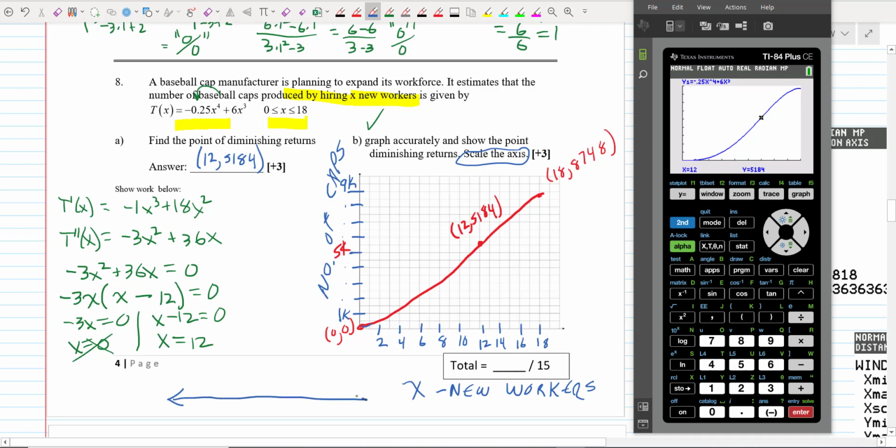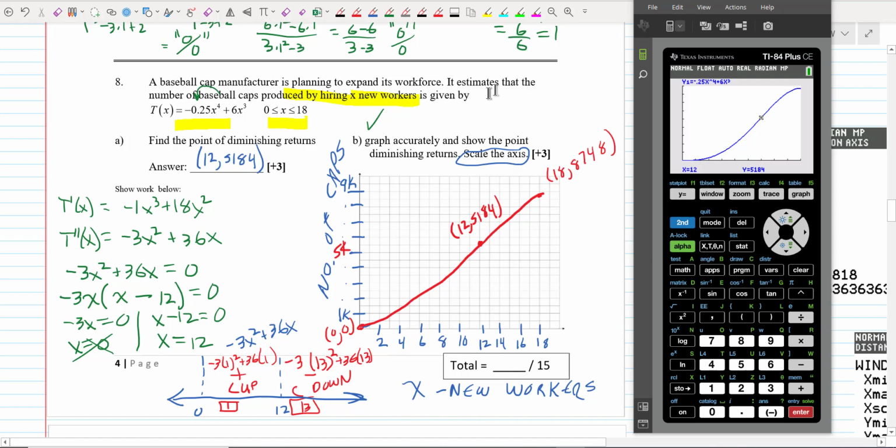But if you did, a sign chart would go like this. You would have 0, you would have 12. If you plugged into the second derivative, which is negative 3x squared plus 36x, a test point, like if you plugged in a 1 and did negative 3 times 1 squared plus 36 times 1, you would get a positive. You're concave up. If you plug 13 in, you would do negative 3 times 13 squared plus 36 times 13. If you took the time to crunch that out, you would have a negative, so you'd be concave down. Okay, all right, so that's it.